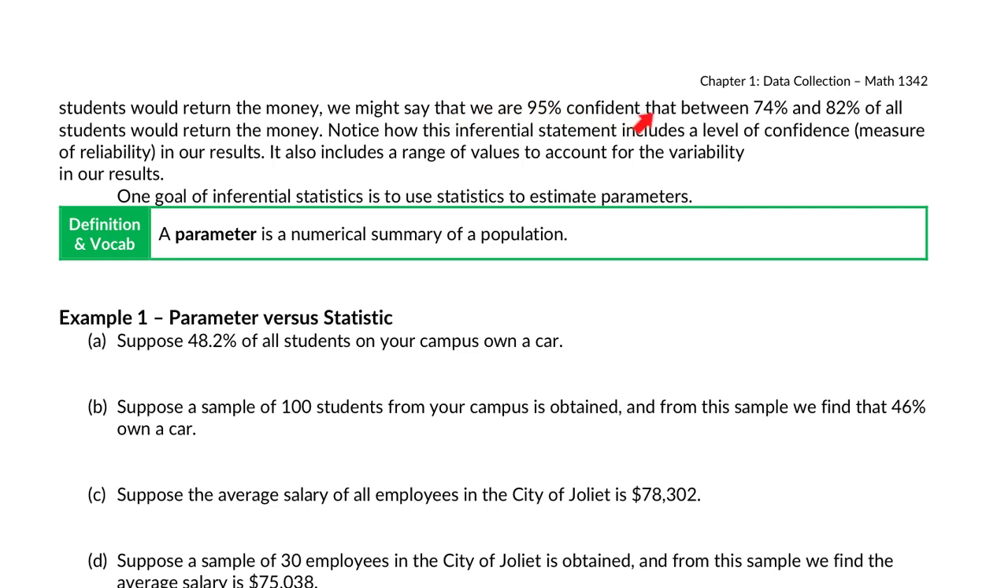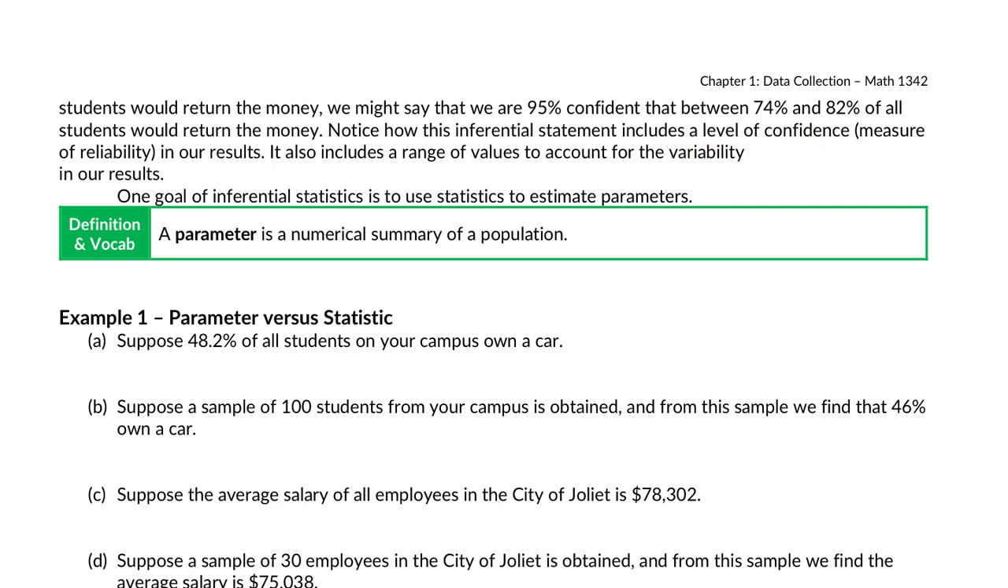We give this confidence rating for an interval. So our number 78 is smack in the middle of this. It's in the middle of 74 and 82. So we're pretty confident that since we took a survey and got 78, that most students or all students in the population that would return the money is between 74 and 82%. So this inferential statement now includes a level of confidence in our results.